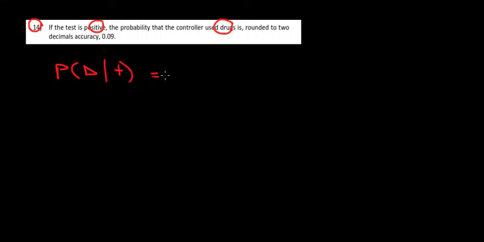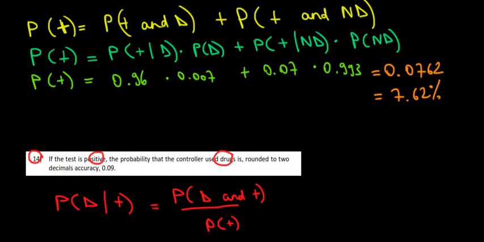Now the property of conditional probabilities tells us that this is going to be the probability of using drugs and having a positive test score, divided by the probability of a positive test result. We already know the probability of using drugs and a positive test result, because we calculated it over here when we were calculating the probability of a positive test result. The probability of having a positive test result and using drugs is this multiplication over here, 0.96 times 0.007. And if we work this out, that's equal to 0.00672.